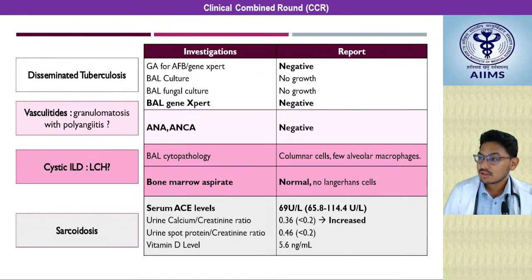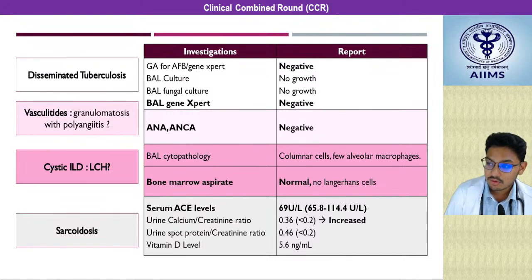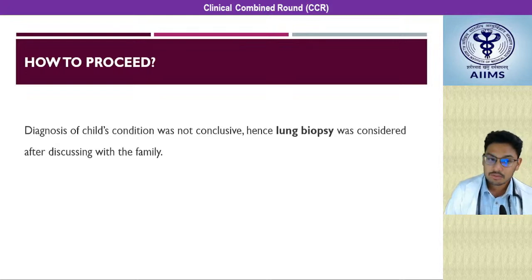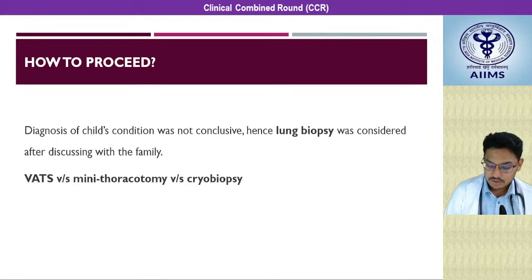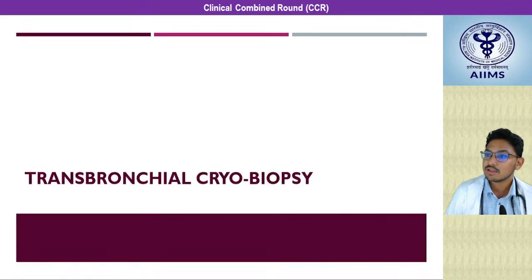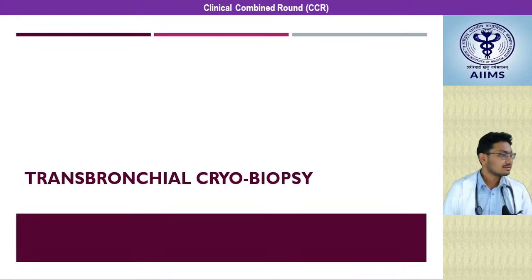For sarcoidosis, the serum ACE levels were within the normal limit, but she did have hypercalciuria with increased urine calcium creatinine ratio, and her urine spot protein creatinine ratio was also increased. However, she had a severe vitamin D deficiency. So we could not make any conclusive diagnosis based on these investigations. Thus, we opted to go for a tissue diagnosis. Lung biopsy was considered after discussing with the family. The options were VATS versus mini thoracotomy versus cryobiopsy, and after discussion we decided to go for transbronchial cryobiopsy. For the aspects of transbronchial cryobiopsy, I invite Dr. Tara to discuss.